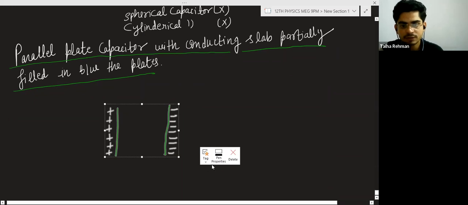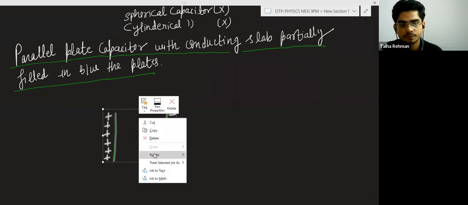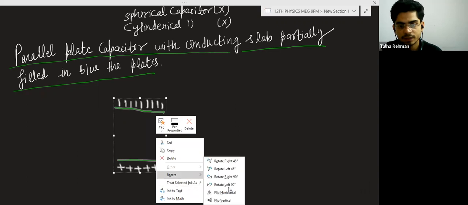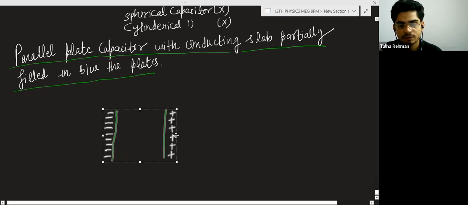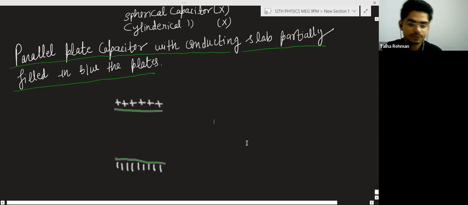Can I rotate this? How should I rotate this? Rotate 90 left. No. Rotate 90 left. Now it's okay. Now I am placing this. What happened?